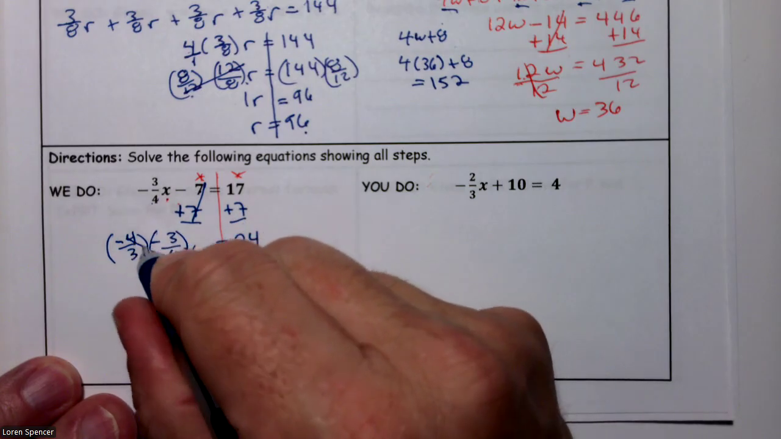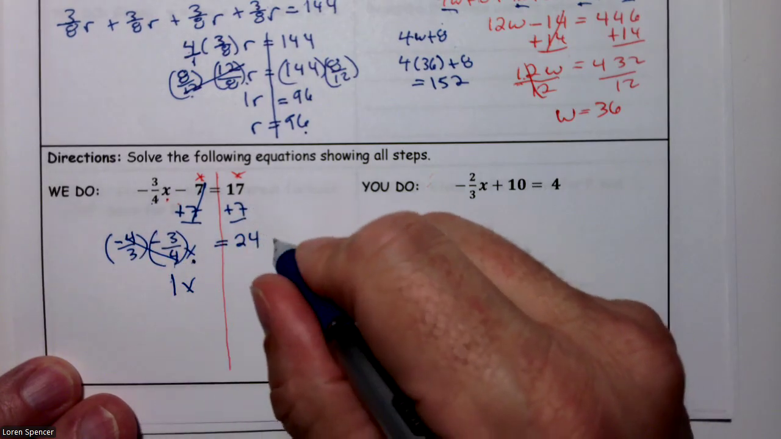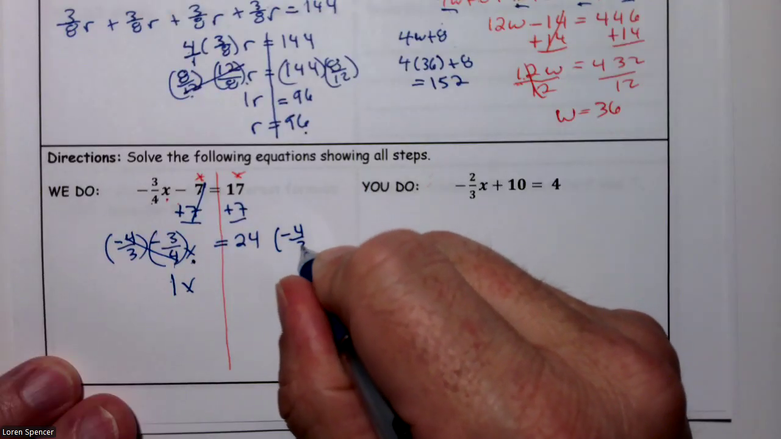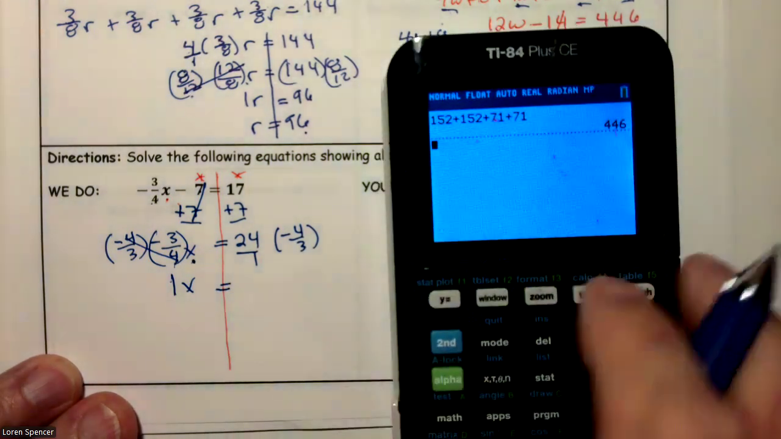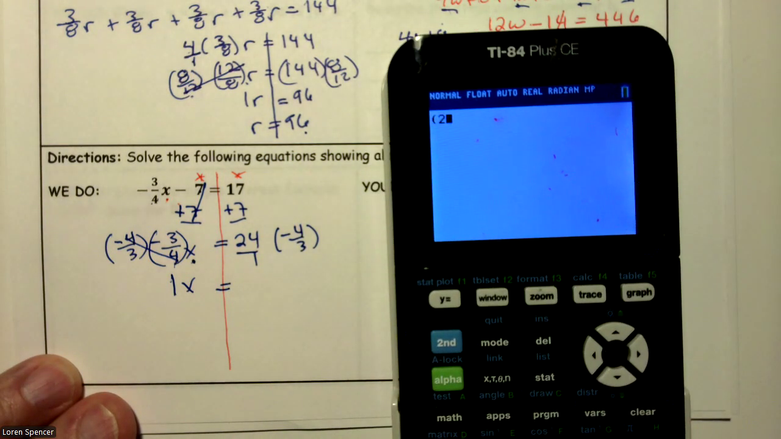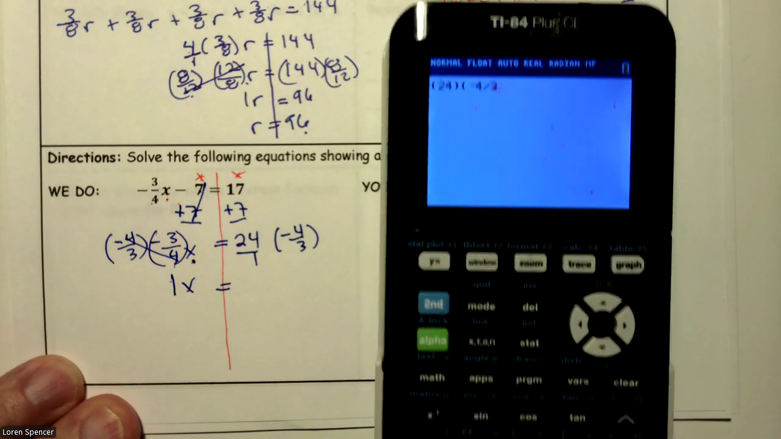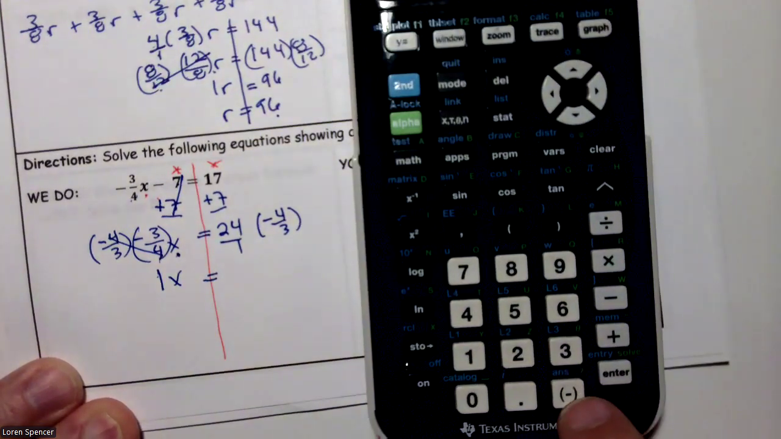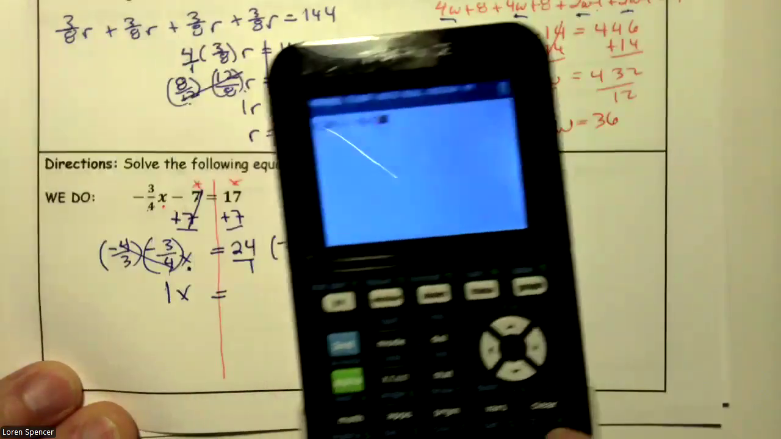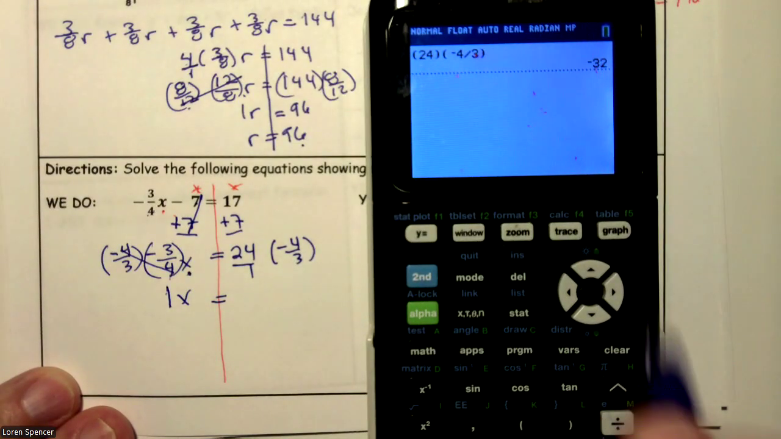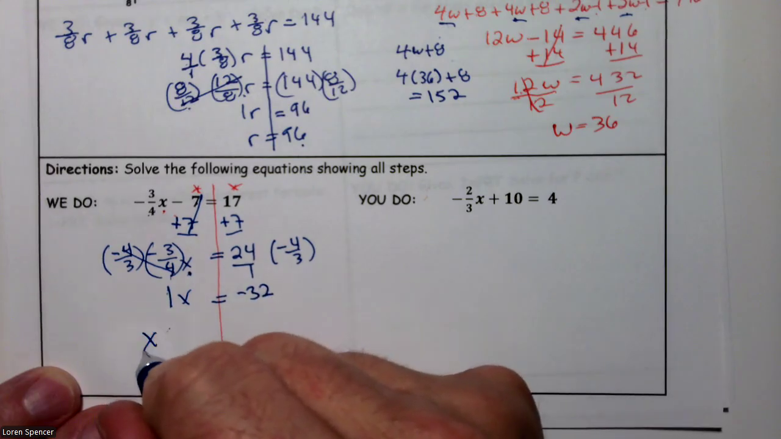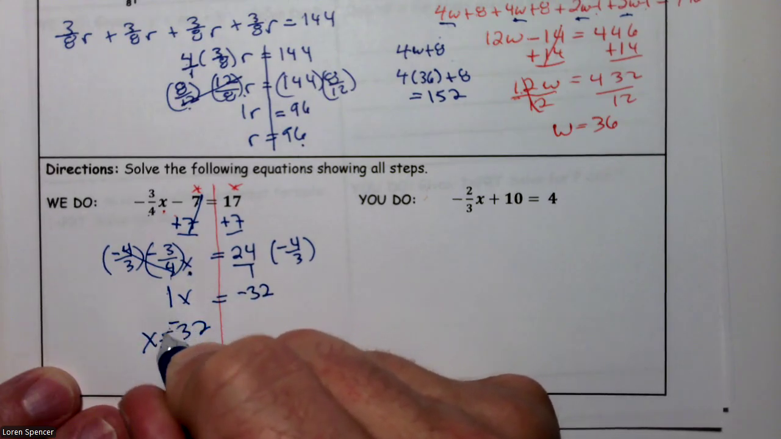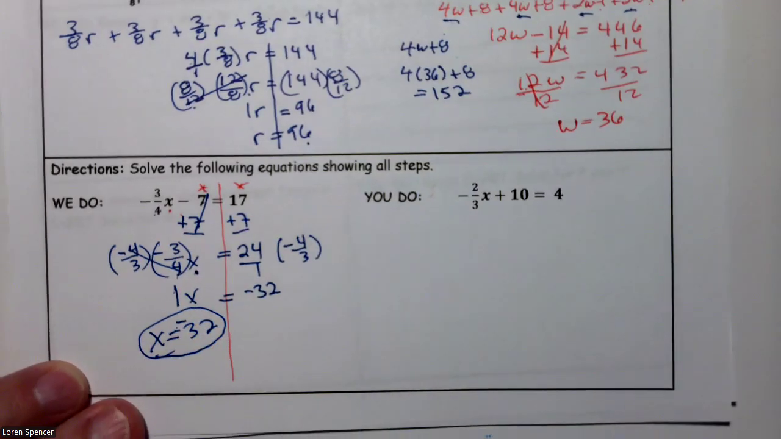Well, when I do this, this just becomes a 1x. But I also have to do it to the other side. I'm going to put this over 1, and I can plug this into the calculator: parentheses 24, parentheses negative 4 divided by 3. Once again, be real careful that you're using the negative button. Let me close those parentheses, and we end up getting negative 32. So our answer to this problem is x equals negative 32.